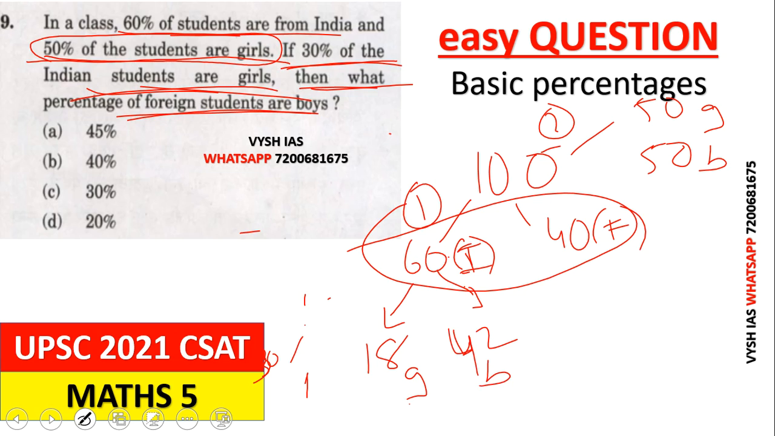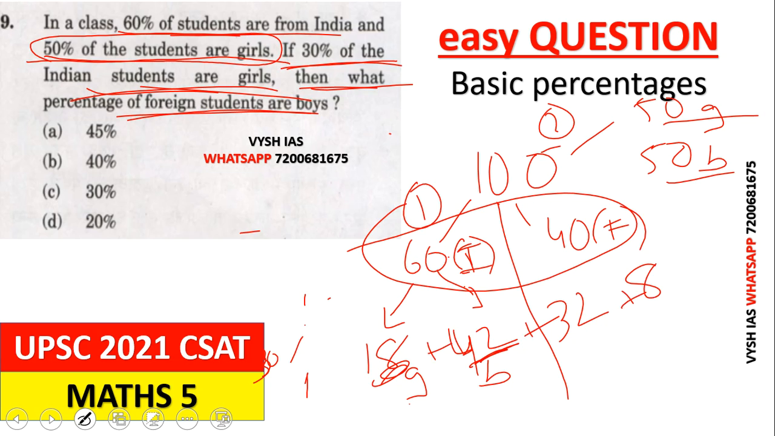But we know totally there are 50 girls and there are 50 boys. That means the remaining, here in foreign, what will come? This is 18 girls, so here there will be 32 girls. Here there are 42 boys, so here there will be 8 boys. So if you total, it will come to 100. Okay. Now, question is not this.